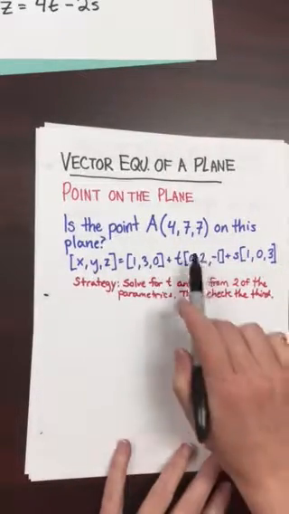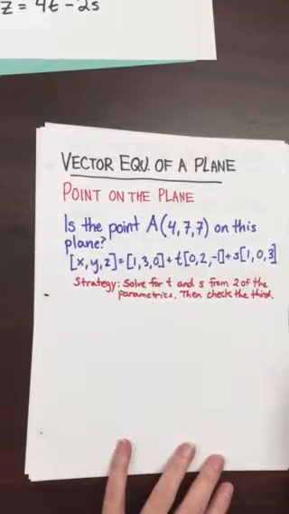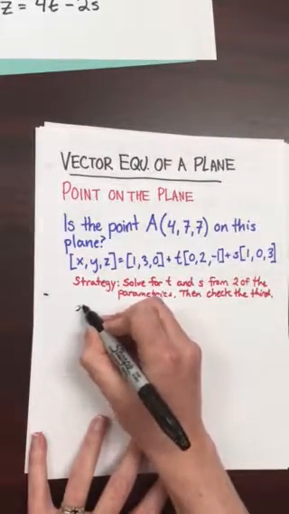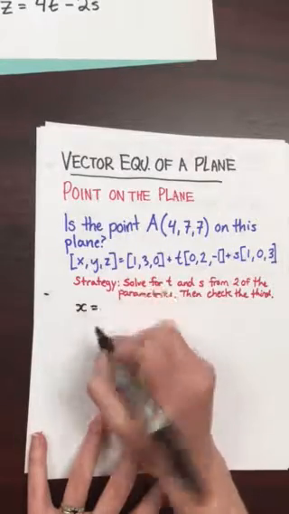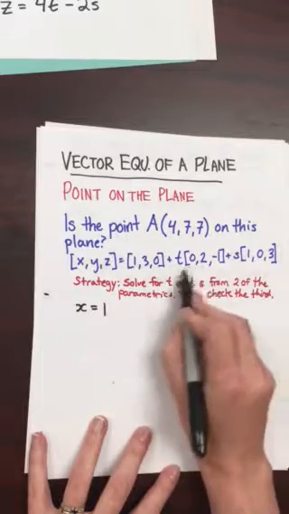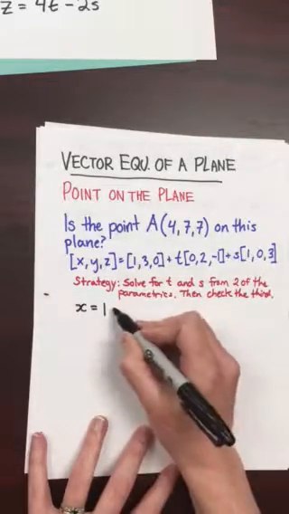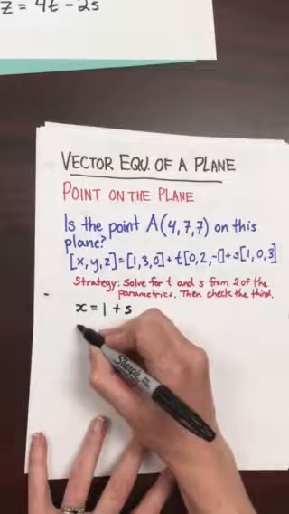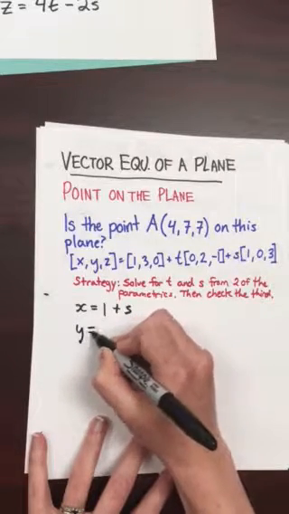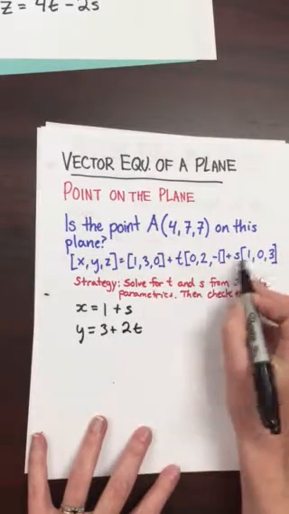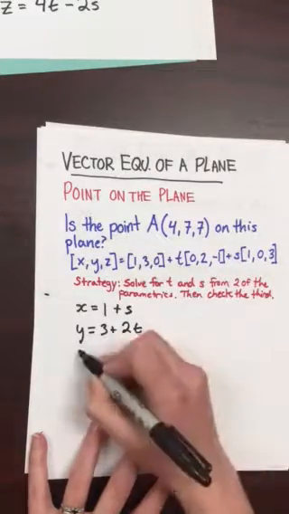If I do, then that point is on the plane, and if I don't, it's not. So I'll show you what that looks like. First we write out our parametric equations. X, here's the first one. X is equal to 1 plus 0t, so I don't have to write anything down there, plus 1s. Then I have y. Y is equal to 3 plus 2t, and then plus 0s.